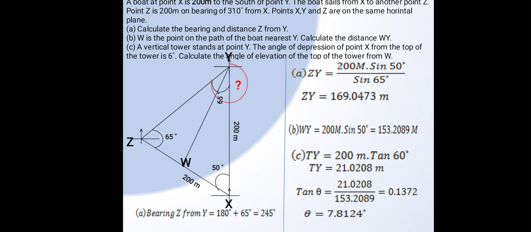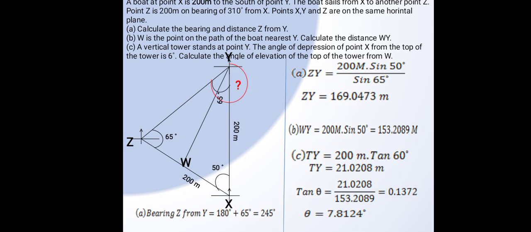Now I've sketched that diagram so that we understand the question. The bearing can be computed from the diagram. We add 180 plus 65, to get the bearing of Z from Y as 245 degrees. Now the distance ZY, you use the sine rule. It is 200 meters times sine 50 over sine 65, so the distance is 169 meters.